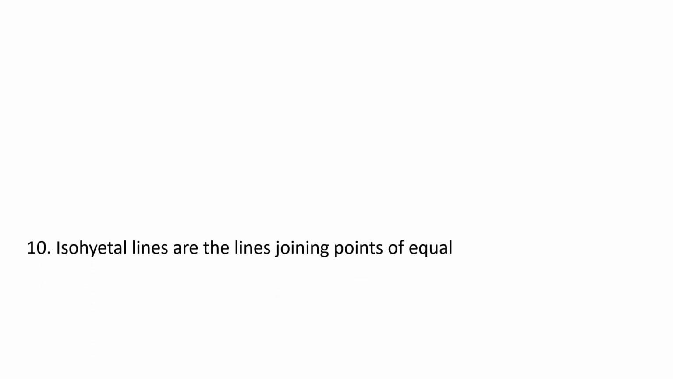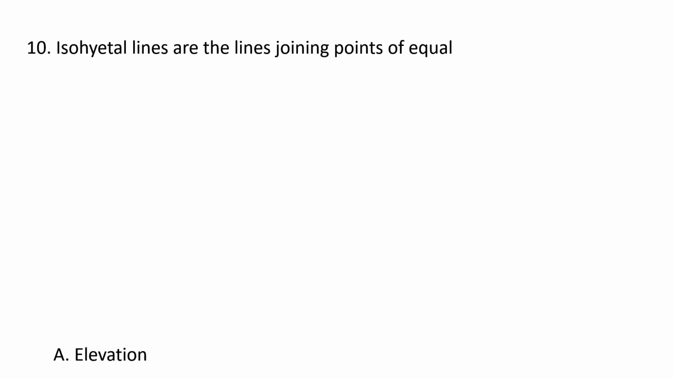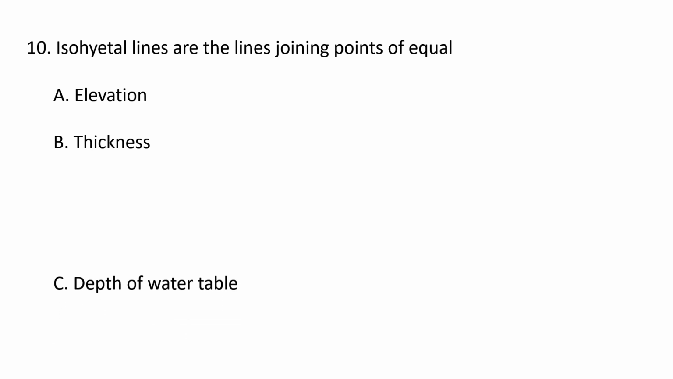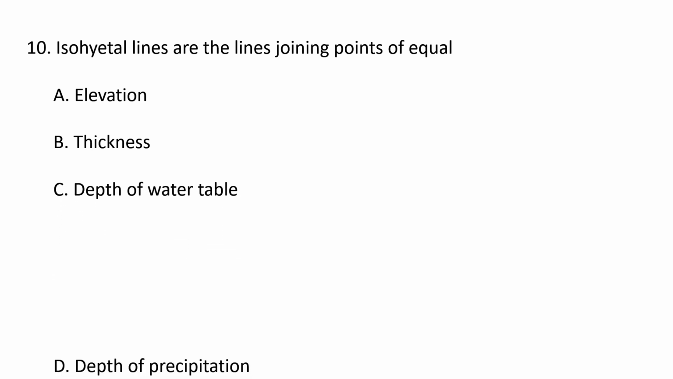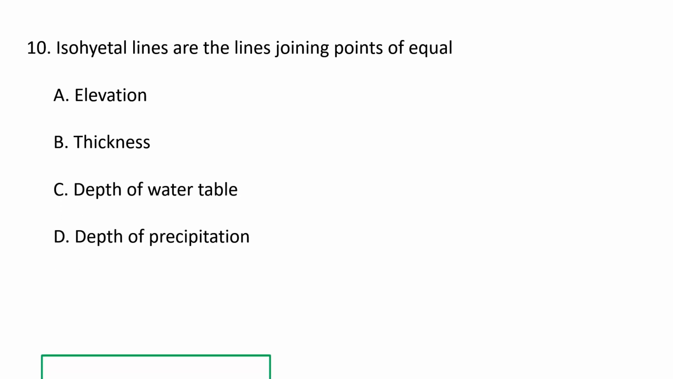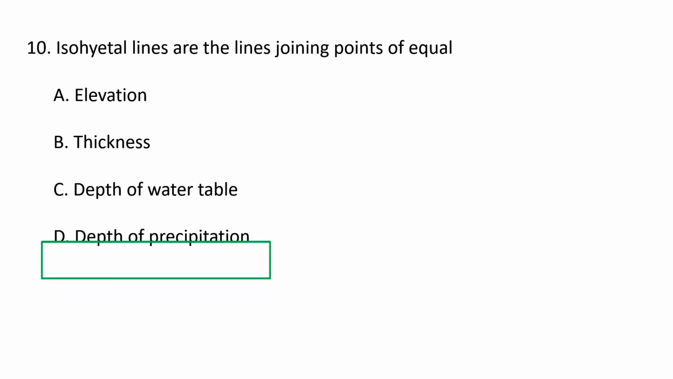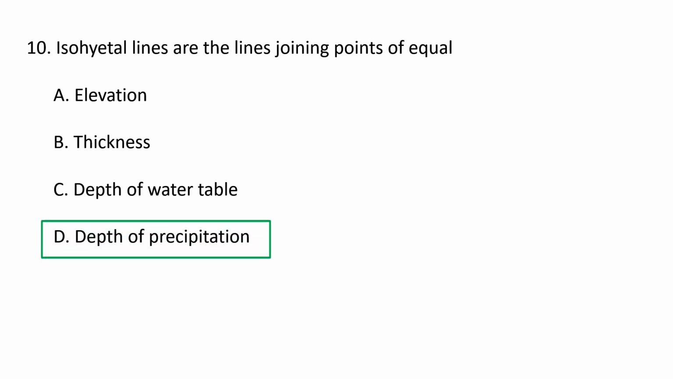Next question. Isohyetal lines are the lines joining points of equal A. Elevation, B. Thickness, C. Depth of the water table, D. Depth of precipitation. So isohyetal lines are lines joining points of equal depth of precipitation. Isohyetal lines are also known as isohyets. They connect the points on a map that have the same amount of precipitation over a given period of time. And isohyets are similar to the contour lines on a topographic map. So D is the correct option.